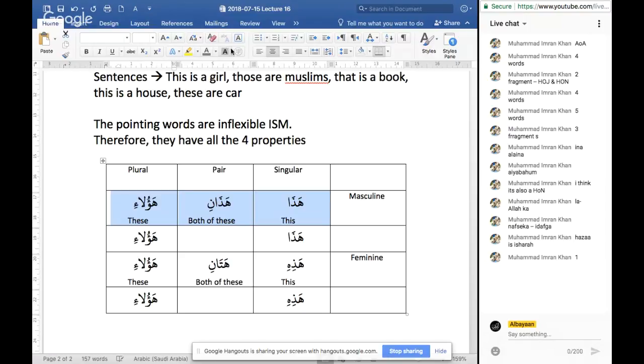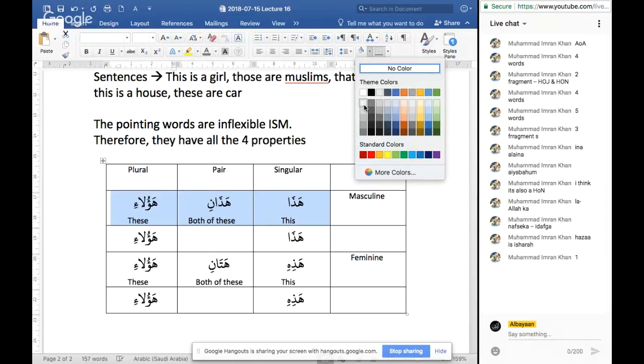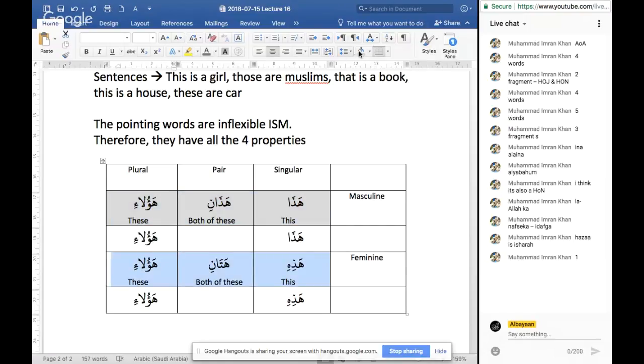So let me make these columns gray, so you can differentiate. The ones in gray are Rafa, the ones in white are either Nasab or Jar. Let me write them here. So this is masculine, this is Rafa forms, and the bottom here is Nasab or Jar. That's the same story here in the feminine case. The gray ones are Rafa and the white ones are Nasab or Jar.